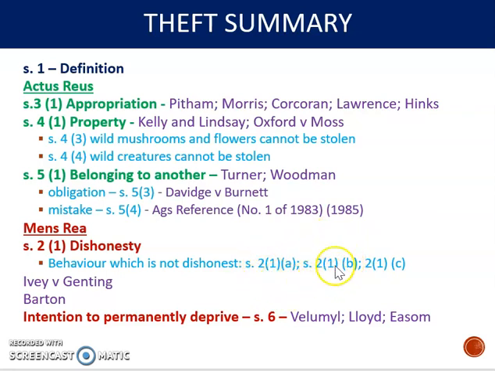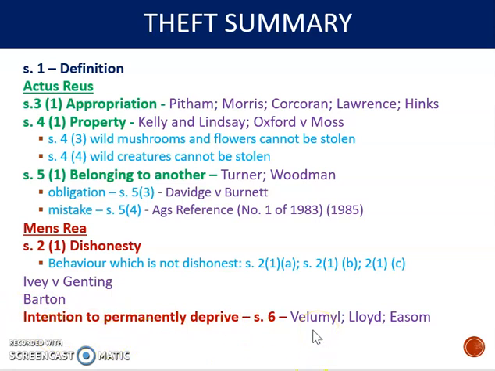If your situation doesn't fall within these 3 situations, we look to the common law, Ivey and Ghosh, and Barton, and they tell us that behaviour is dishonest if the reasonable man would say it was dishonest. Okay, so it doesn't matter if the defendant's saying, I don't think I was dishonest, it's what the reasonable man would say. It's an objective test. And the other element is they must intend to permanently deprive. And that's where you've got the issue of borrowing coming in.